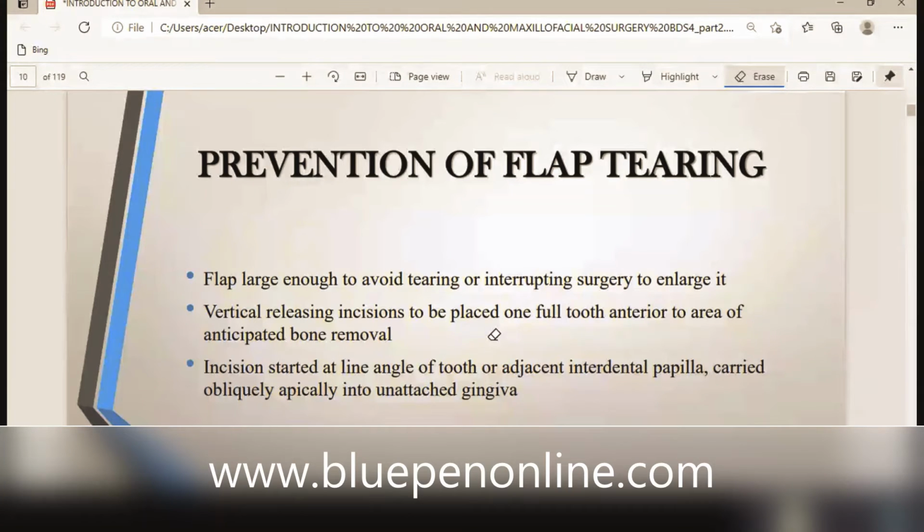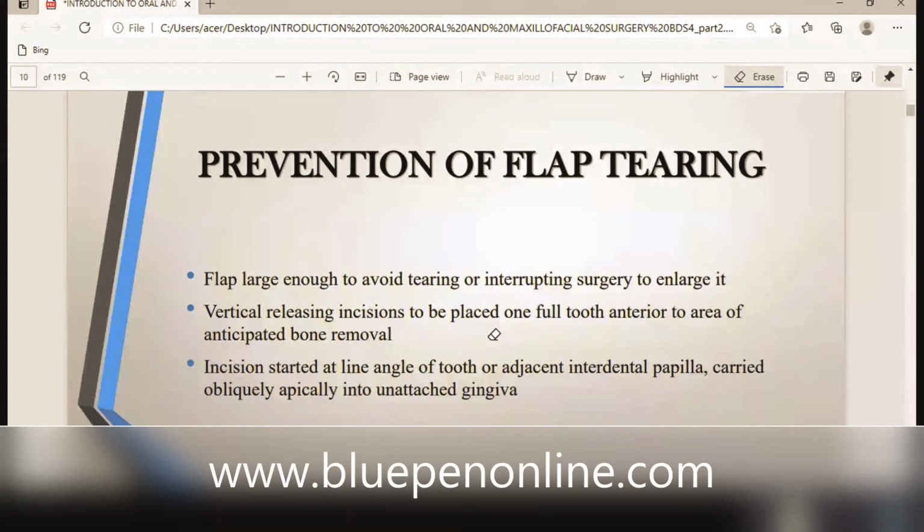If you give short strokes, it will result in many problems. You can damage the underlying structures. It can give a blunt kind of incision. It can result in more healing time, more bleeding, and trauma to the tissues. These are all the problems with short strokes and blunt strokes. So give a long stroke, give a large stroke, so you'll have a large flap, which will not interrupt the surgery.